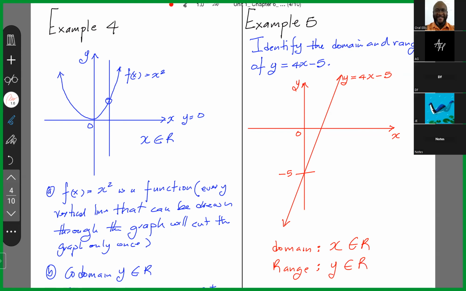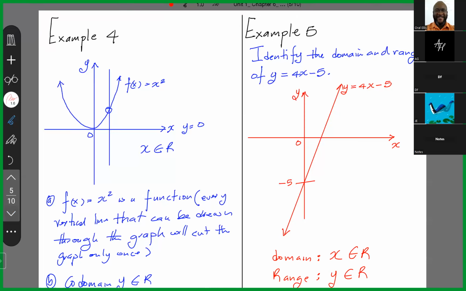For every value of Y, this graph exists. For every value of X, there is a corresponding value of Y. And for every value of Y, there's a corresponding value of X. This graph exists for every value of X and every value of Y. Therefore, the domain is the set of real numbers, and the range is also the set of real numbers.